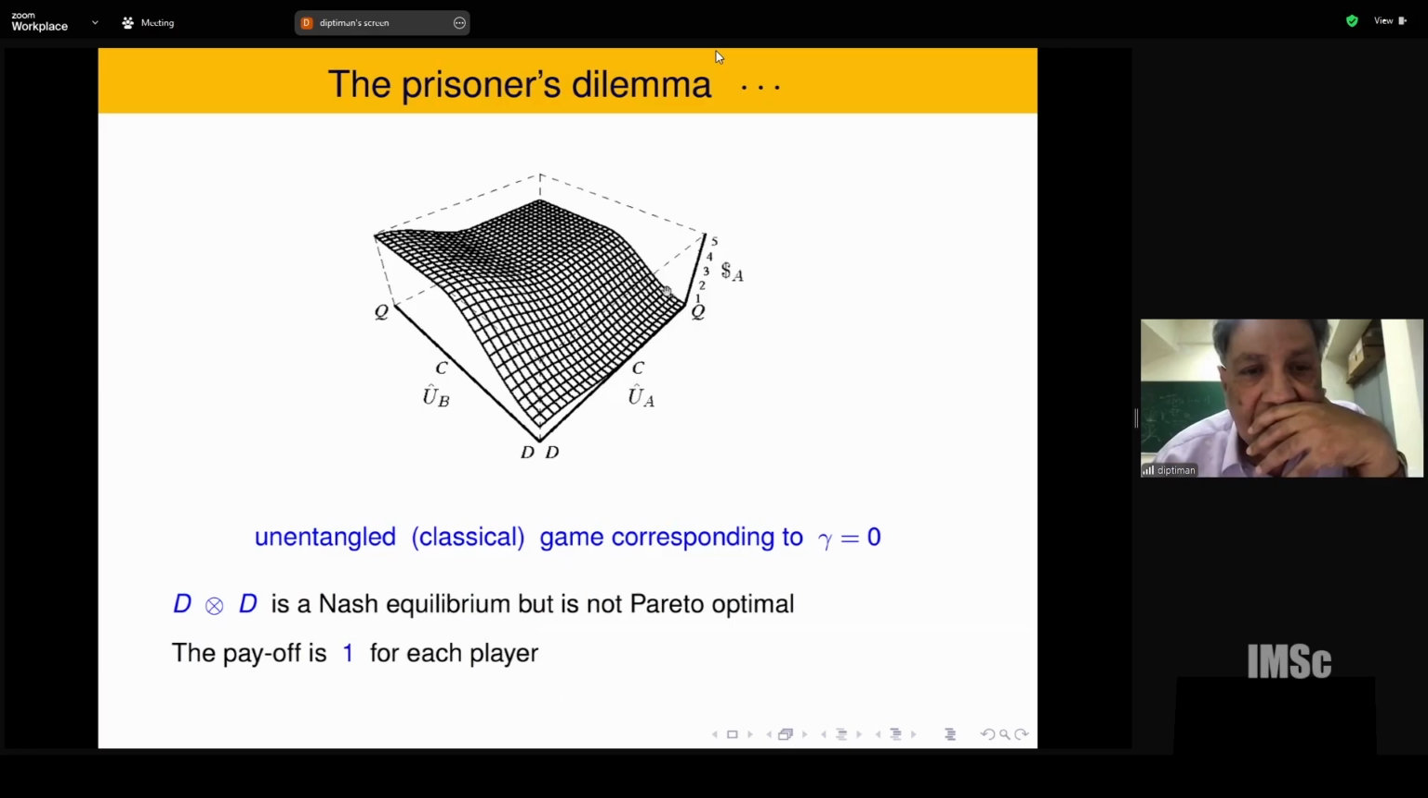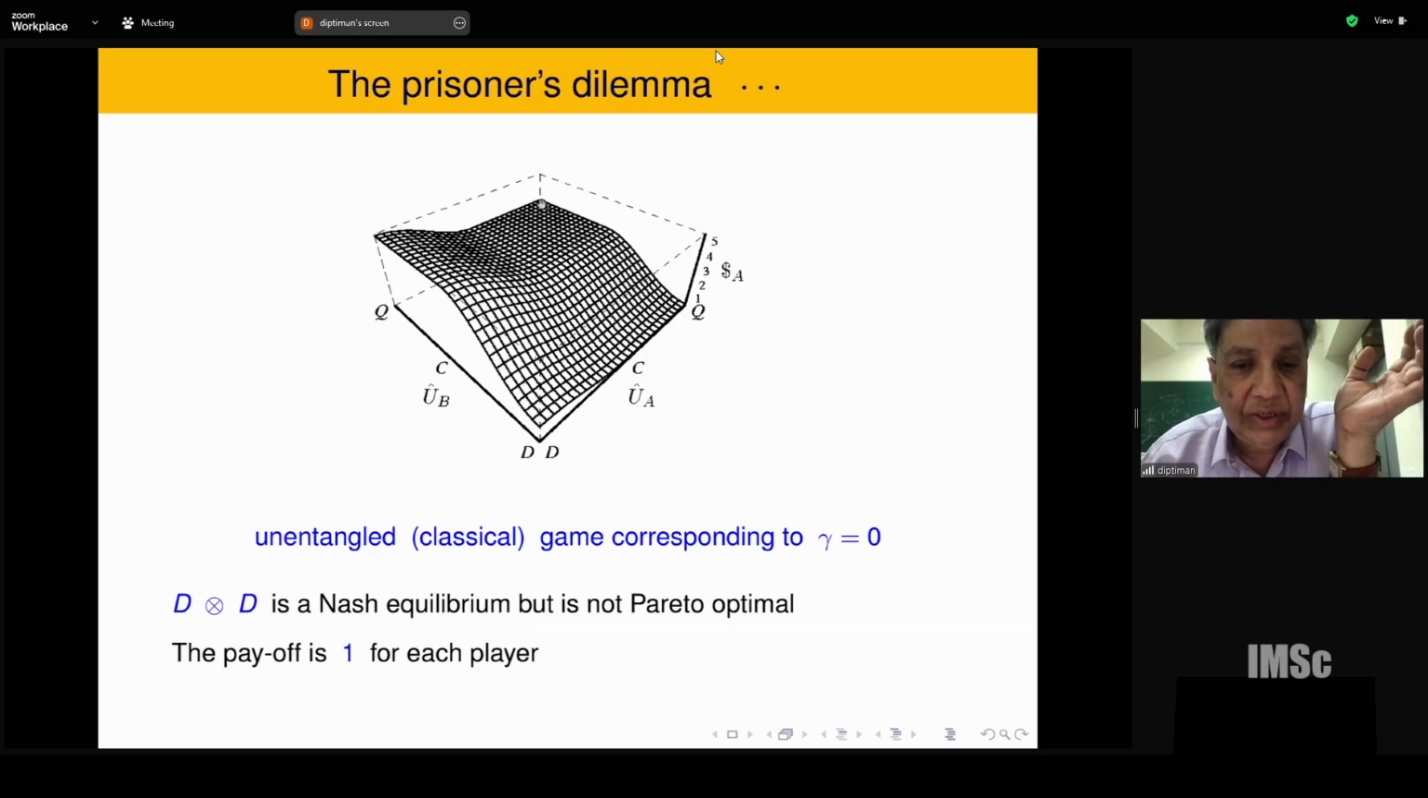So what is worrying me is that in this picture there's this point where A plays Q and B plays D. So that's very bad. If A plays Q and B plays Q, then you're somewhere here. So it looks like it also gives 3-3. But then you have to look at what happens if you move away from that point. That's where this concept of parity optimal Nash equilibrium comes in.